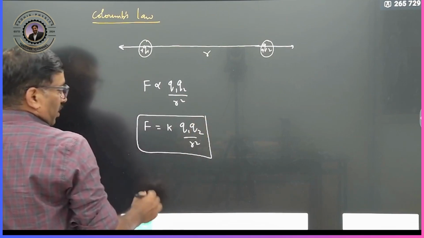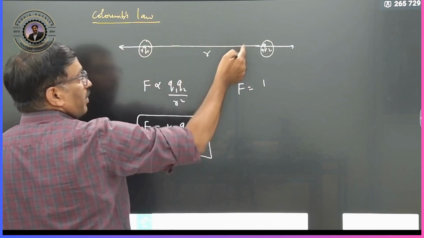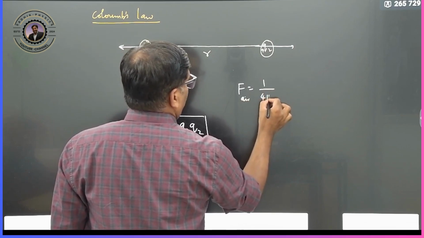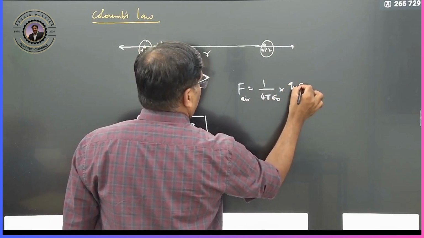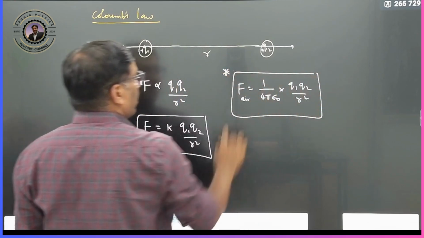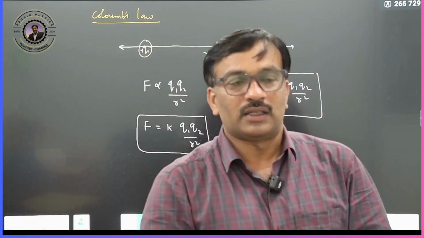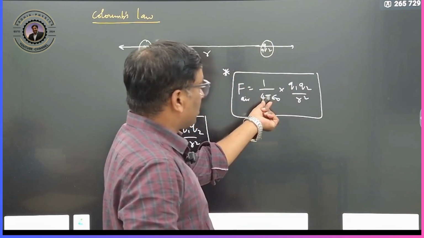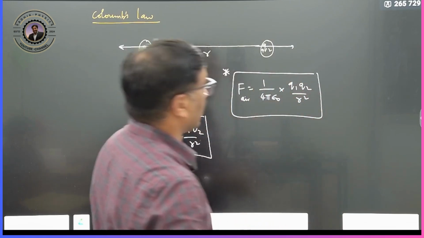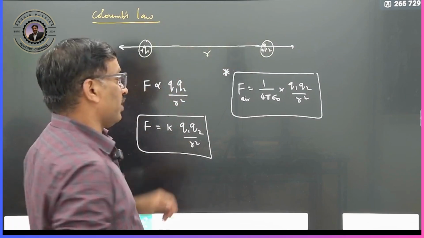This k depends upon the medium where we are placing the charges. For air or vacuum, we can rewrite it as F equals 1 by 4 pi epsilon naught into Q1 Q2 by R square. Clear? Why 1 by 4 pi, we will also discuss. It will exert the field in all three dimensions, like a spherical influence. 4 pi R square is nothing but the area of the sphere. Where epsilon naught is the permittivity of free space.